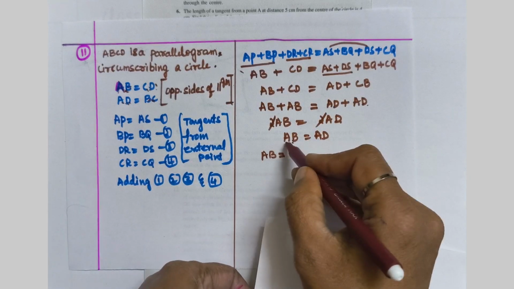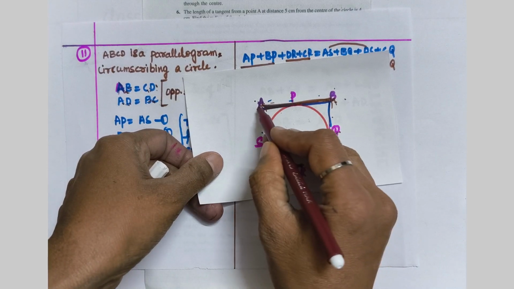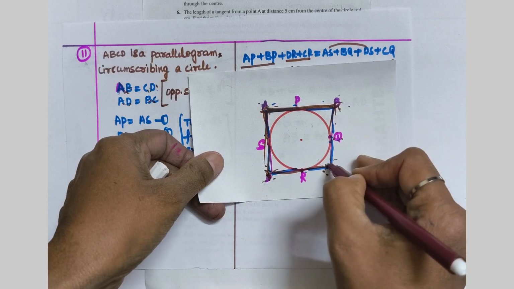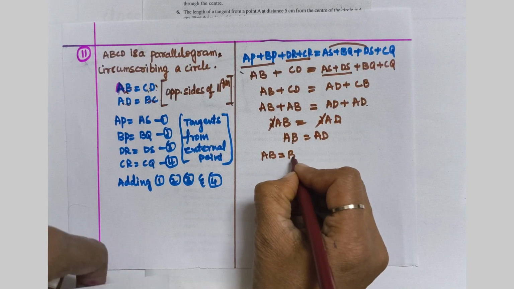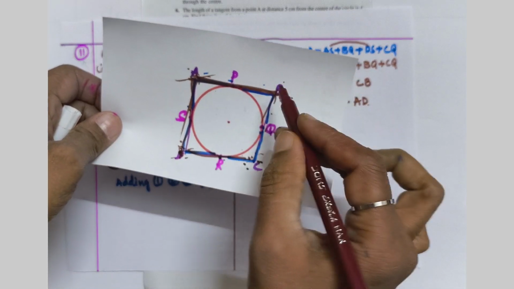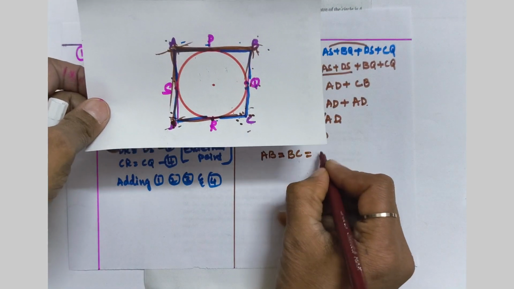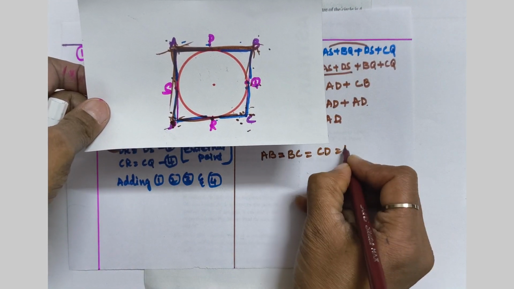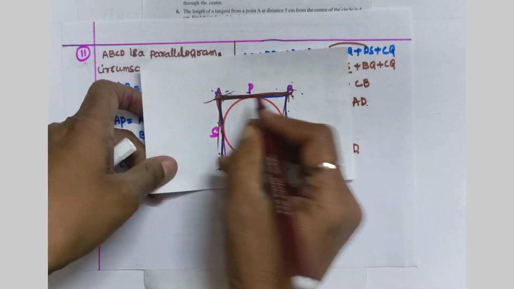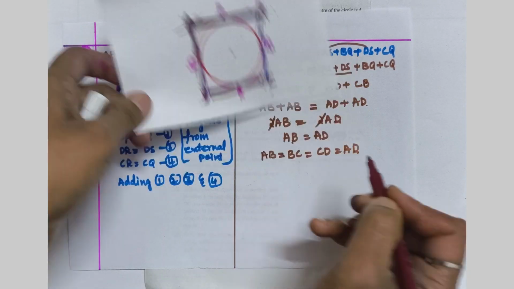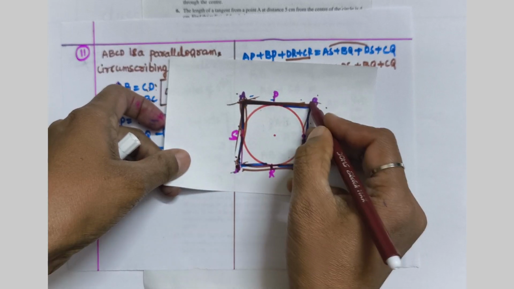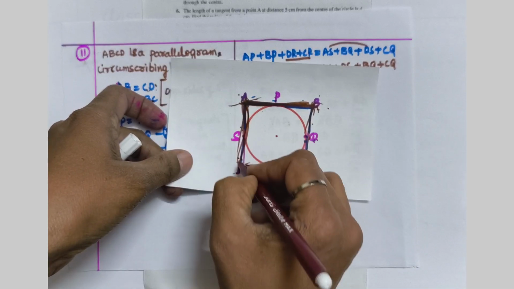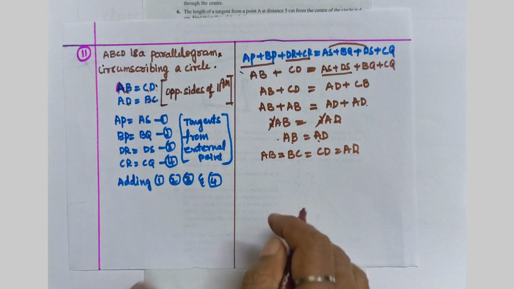So now we proved what? AB equal to AD. AD equal to BC. So now what is there? Finally AB equal to BC equal to CD equal to AD. All sides are equal. Carefully listen. This one equal to this one. Now proved what? AB equal to AD proved. This equal means this also equal. So all sides are equal.